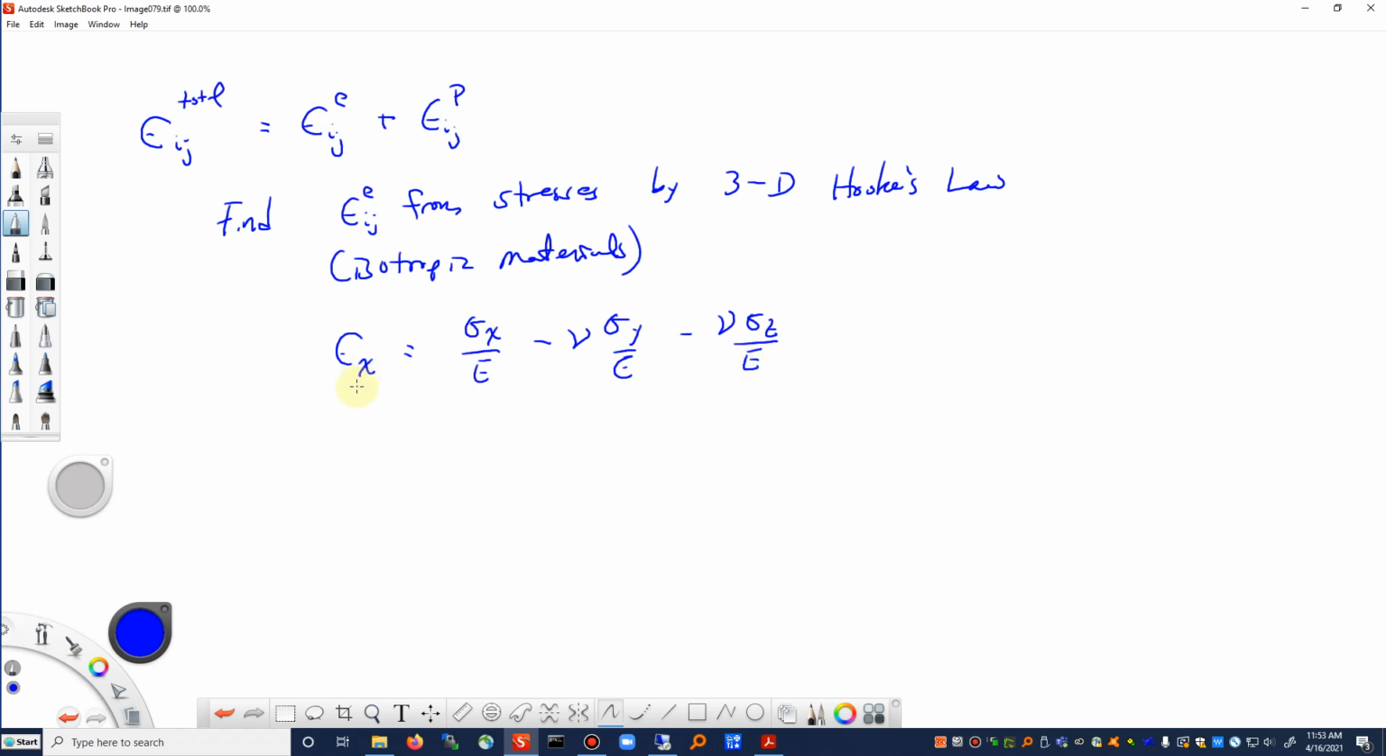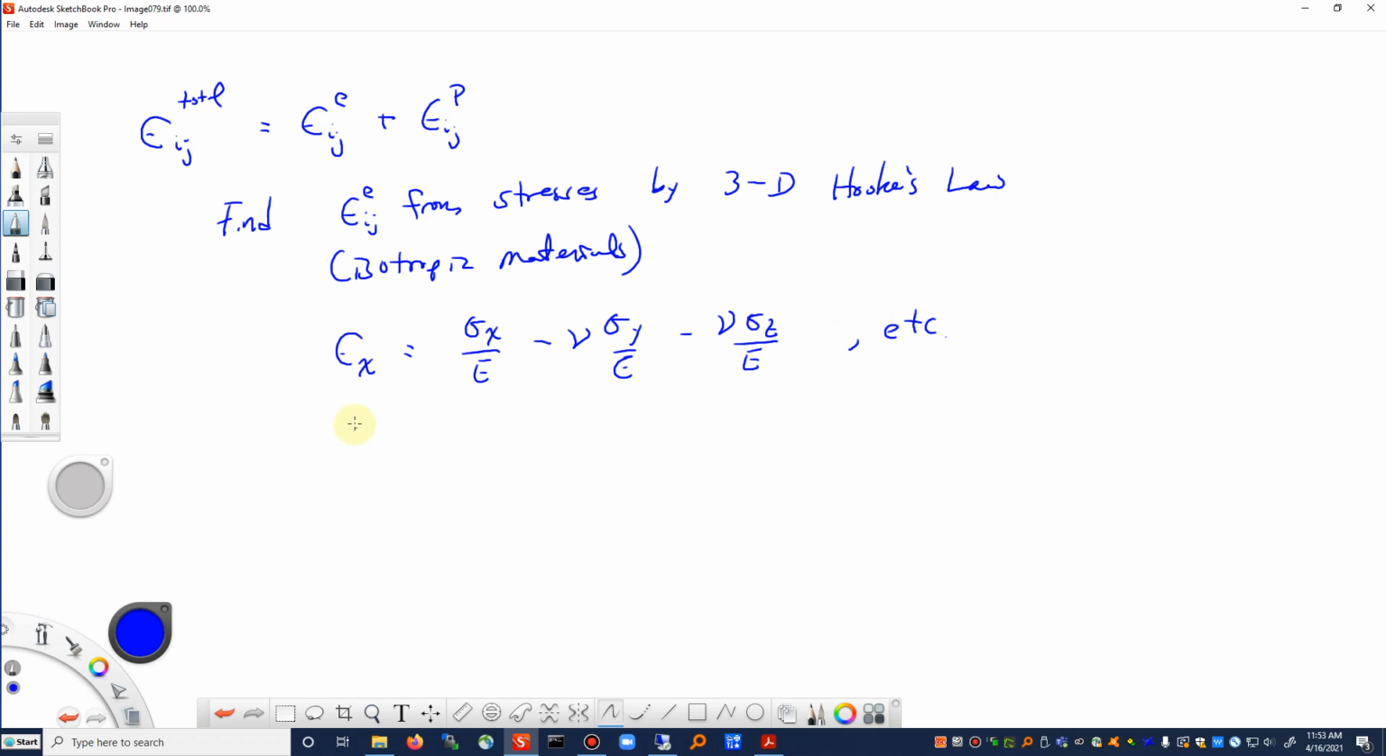Sigma x would be our sigma 1,1 term, and epsilon x would be our epsilon 1,1 term, with sigma 2,2 and sigma 3,3. E is our modulus of elasticity, and nu is our Poisson's ratio for the material. We have two other equations, one for epsilon y and epsilon z.